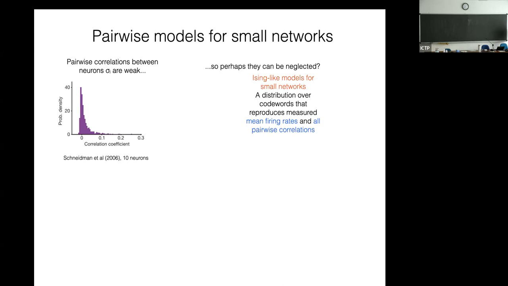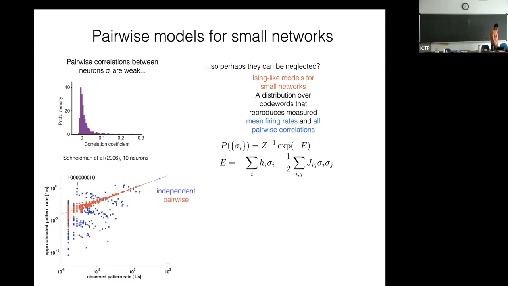What Elad Schneidman, Bill Bialek, and other colleagues did in 2006 is they said, let's take them seriously and build these maximum entropy models for a small group of neurons, let's say 10 neurons together, that constrain the mean firing rate of every neuron and the pairwise correlations, which come from this distribution. Small values, but essentially all pairs are significantly correlated. That's what you also find if you look at the data with these small correlation coefficients. So they built this type of model, which you're now familiar with, a pairwise Ising-like model. And this was the striking result of that paper.